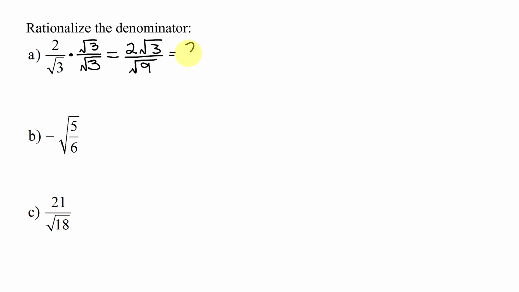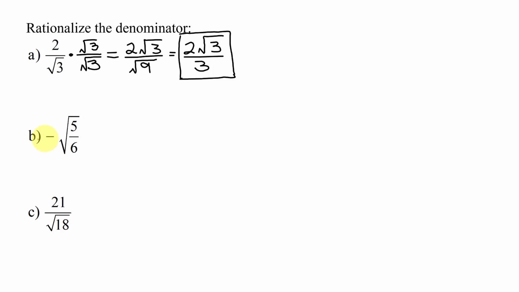Now the numerator does not simplify. I have 2 times the square root of 3 divided by, in the denominator, what's the square root of 9? That's 3. Now can I reduce this 3 with this 3? No, one is under a radical, one is not. So that is the answer for part A. And notice I started out with the square root of 3 in the denominator, an irrational number. Now all I have are rational numbers in my denominator.